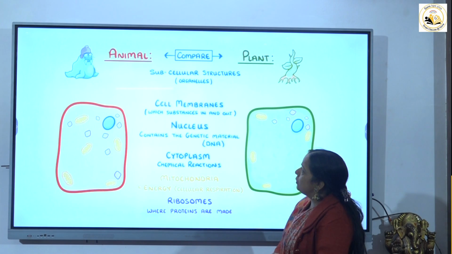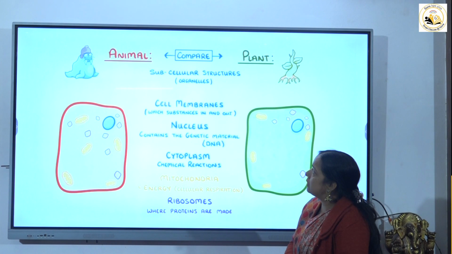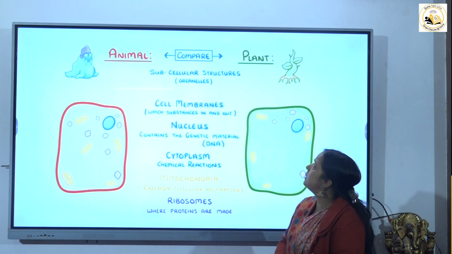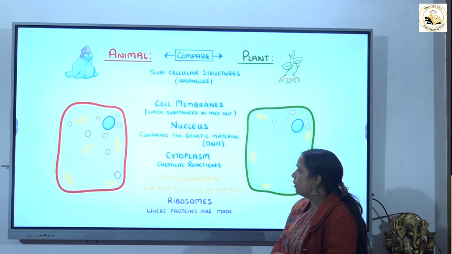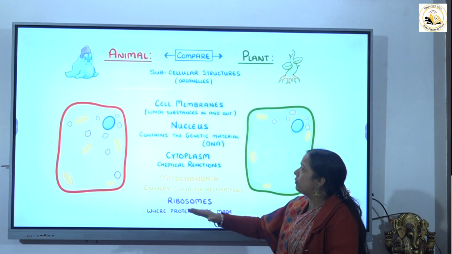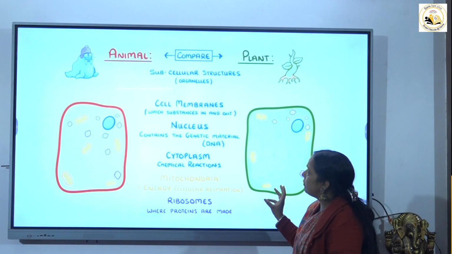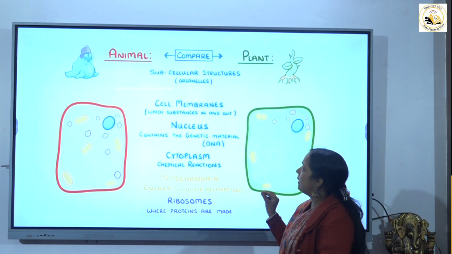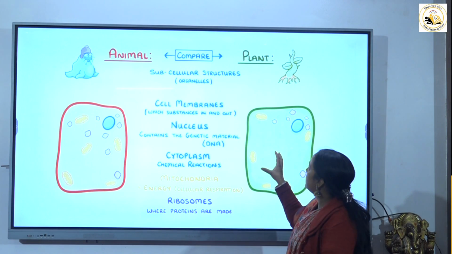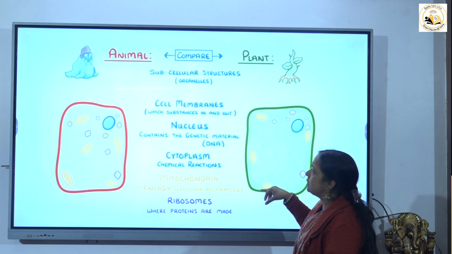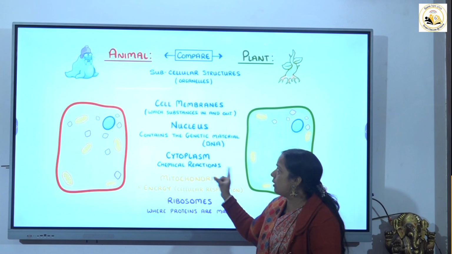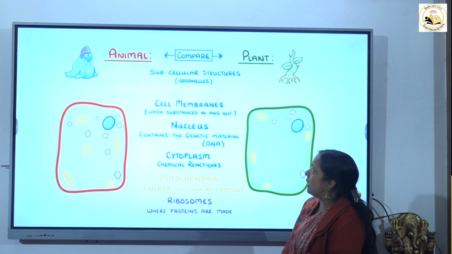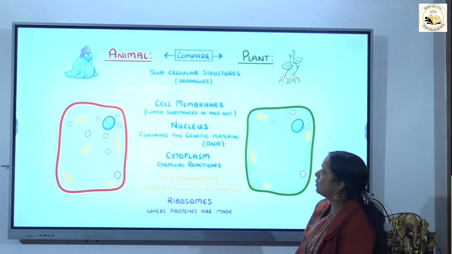In eukaryotes, we will discuss the structure of animal cells and plant cells. Overall the structure of both types of cells is the same. The basic difference between them is that the plant cell contains a cell wall around the cell membrane. Cell membrane is present in both the cells, animal cell as well as plant cells, but a cell wall is present around the plant cell.